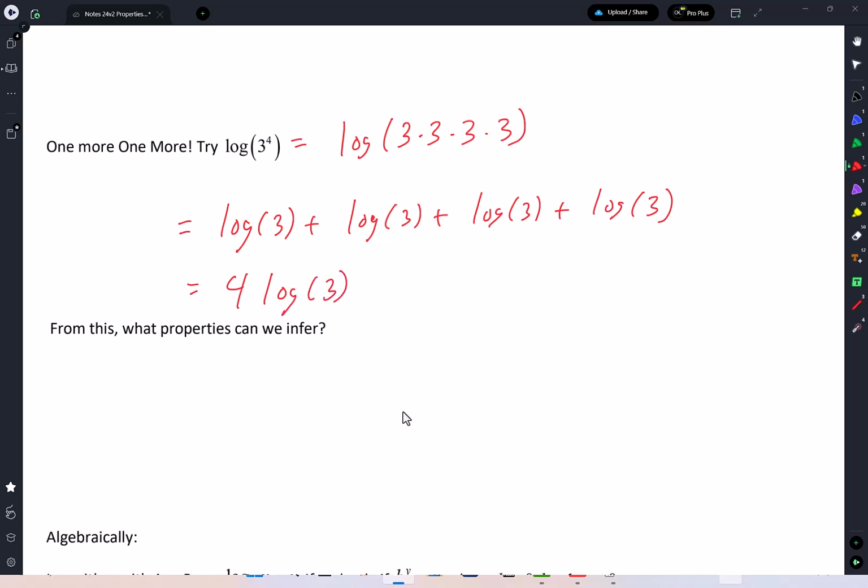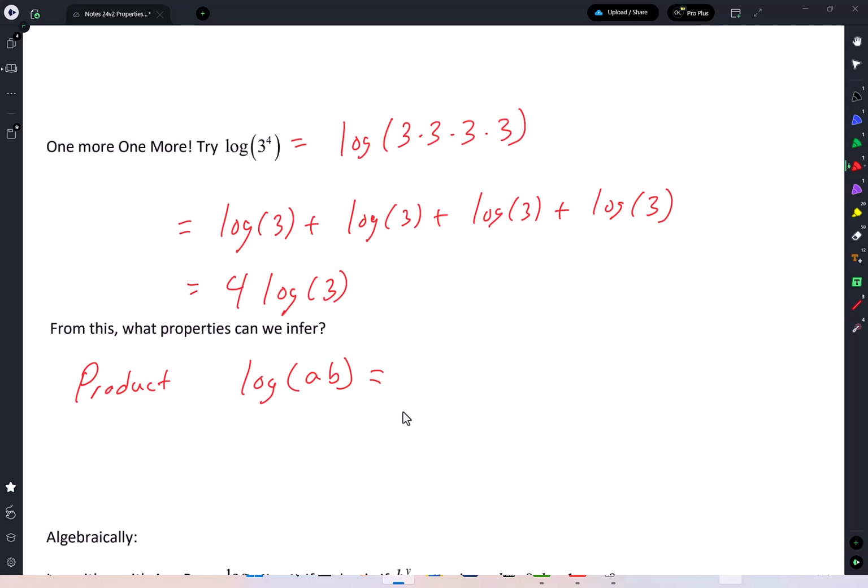All right, so here's finally where we put all of them together. What can we infer? What properties can we infer from this? For products, for log of A times B, if we expand this, it is the same thing as what?